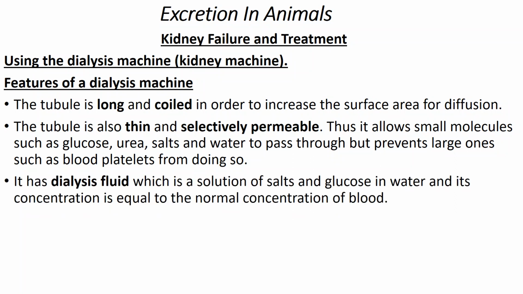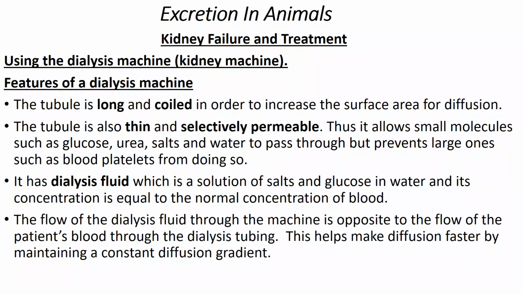Then this is another important point about the dialysis fluid, which I said is a solution of salt and glucose in water, and its concentration is equal to the normal concentration of blood, so that when there's excess concentration in the blood, that can diffuse out. Also, the flow of the dialysis fluid through the machine is opposite to the flow of the patient's blood through the dialysis tubing. This helps make diffusion faster by maintaining a constant diffusion gradient.